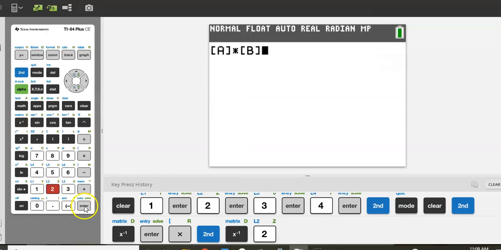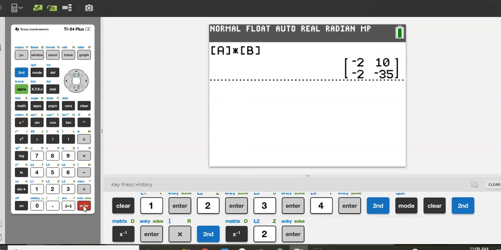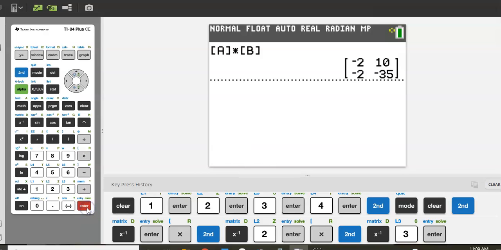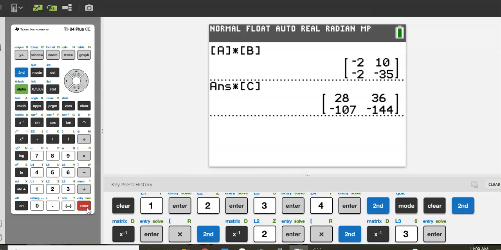I could get an answer for that first. When I multiply my matrix A by my matrix B, I get -2, 10, -2, and -35. If I take that answer and multiply it by the third matrix, matrix C, I'm going to get a grand total answer. It's a really big mess of 28, 36, -107, and -144. Okay, that's if I grouped A and B together and then took that answer and multiplied it by matrix C.